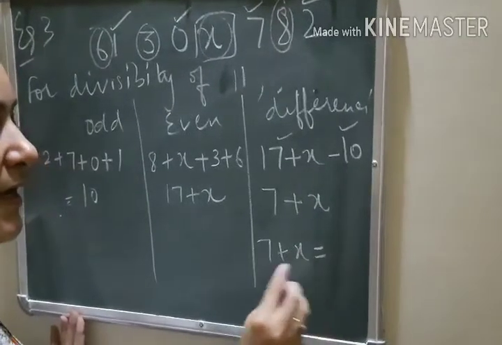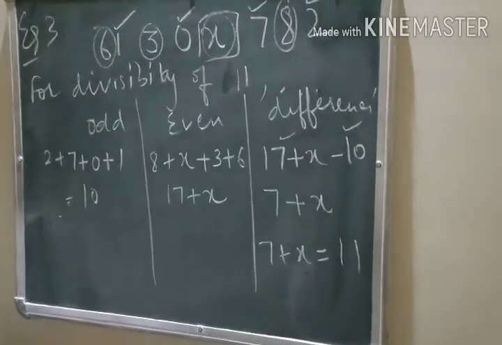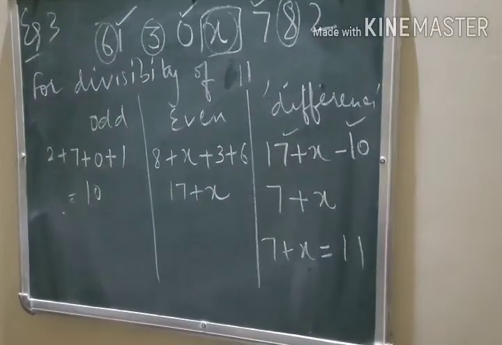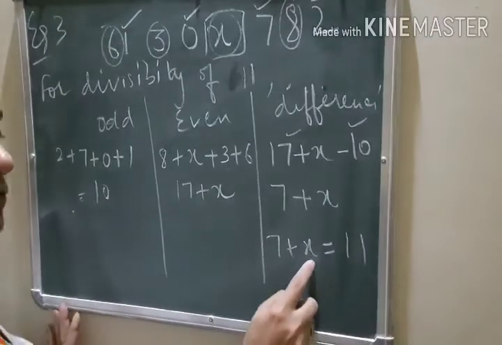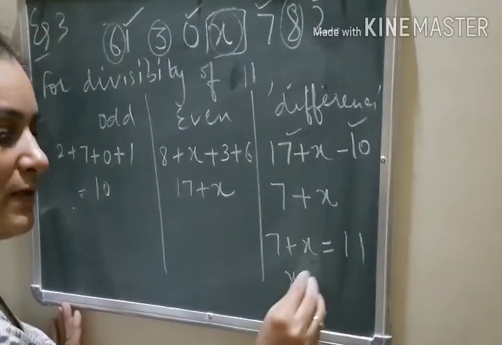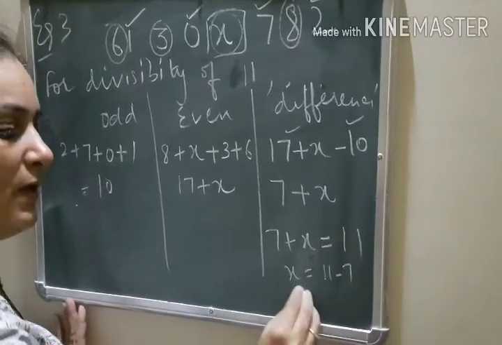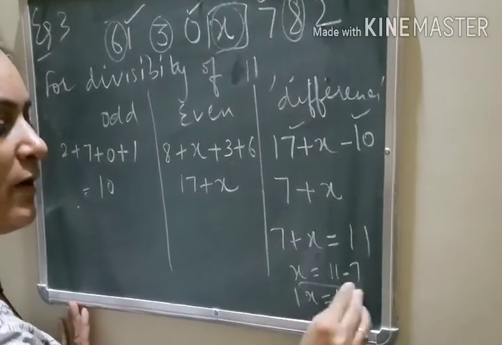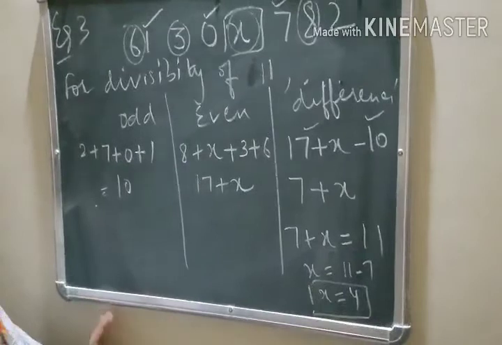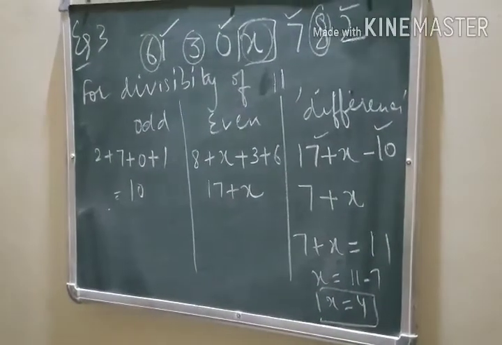अब 7 plus x we don't know. यहाँ x पर क्या लाएं कि हमारे पास 11 आ जाए? Because the number should be divisible by 11. So what will you add to this 7 to get 11? It would be 4. So when you add 4 to the 7, you will get the answer 11. So this will be your answer.